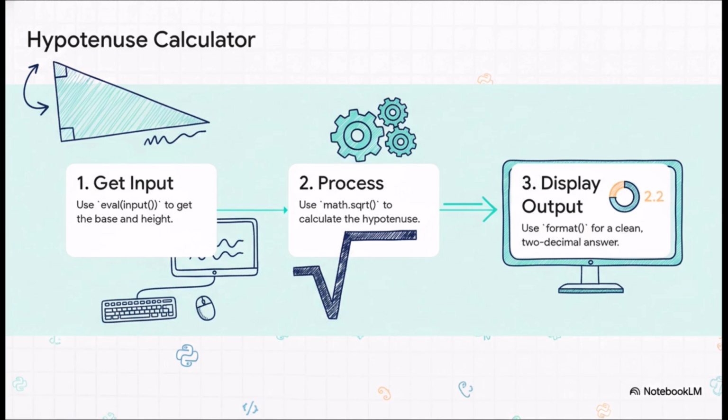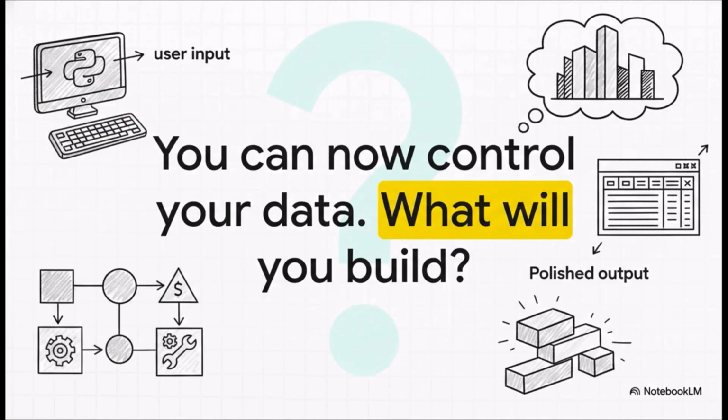It's perfect teamwork. We've covered a ton here, from intelligently handling what users type in, to making our results look polished and professional, to tapping into Python's powerful built-in functions. These aren't just random tips. They're the building blocks you need to take your code to the next level. You now have the tools to control your data from the moment it enters your program to the moment it leaves. So, there's really only one question left. What are you going to build with them?